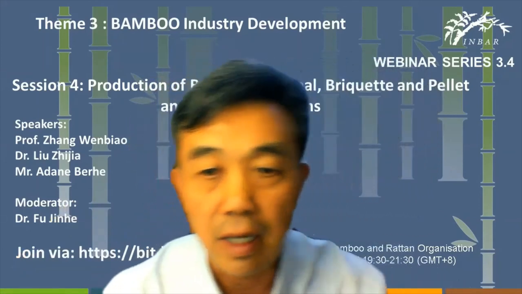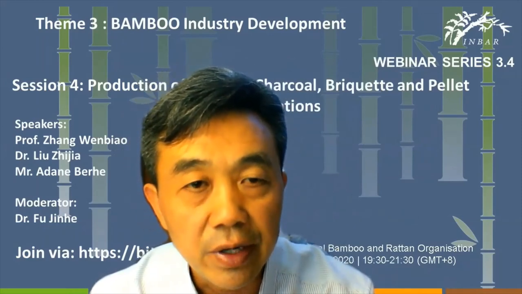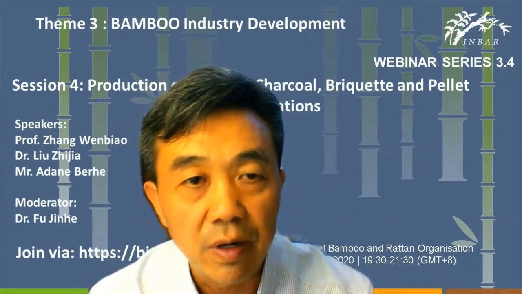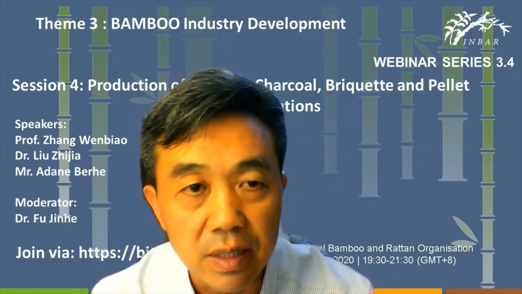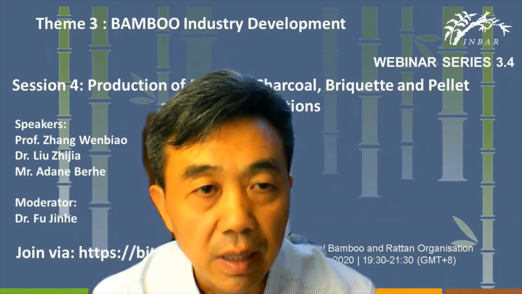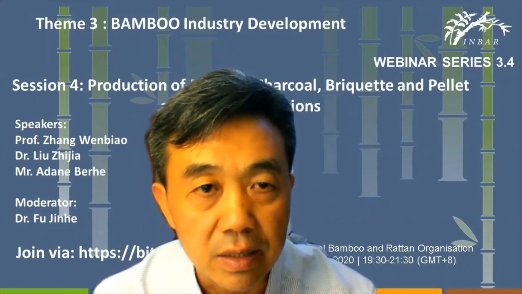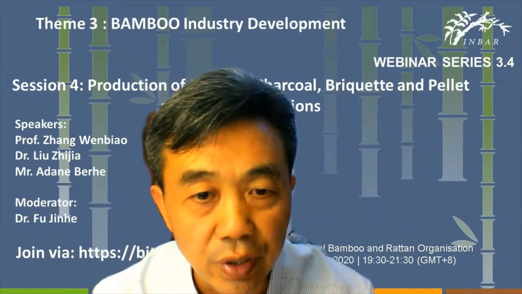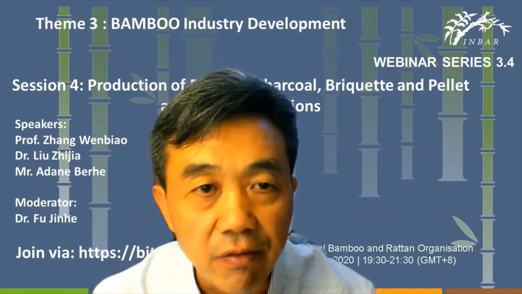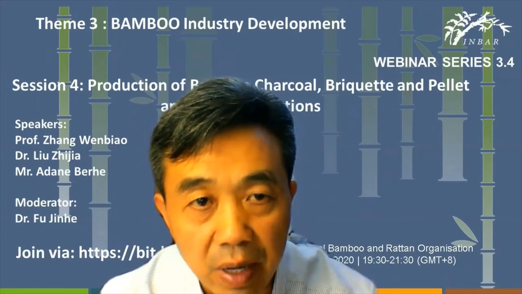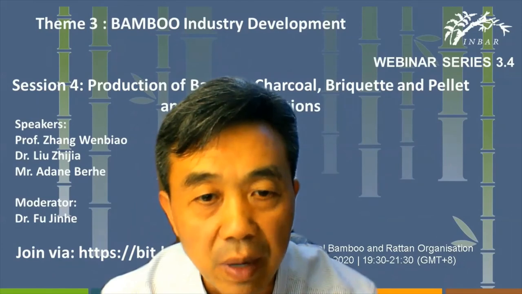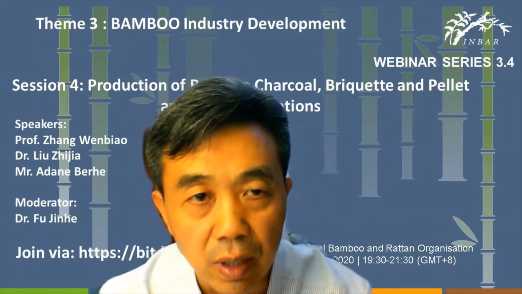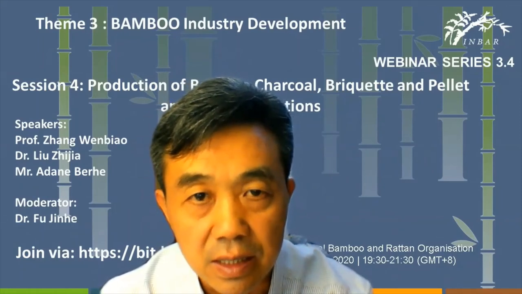Actually bamboo is a very good plant for carbon sequestration. For example, we have reports that a managed bamboo plantation can sequester more carbon than a forest plantation, a tree plantation, because every year we remove bamboo from the plantation and produce durable bamboo products like bamboo floor, bamboo furniture, bamboo house, and this CO2 is sequestered in these durable products.